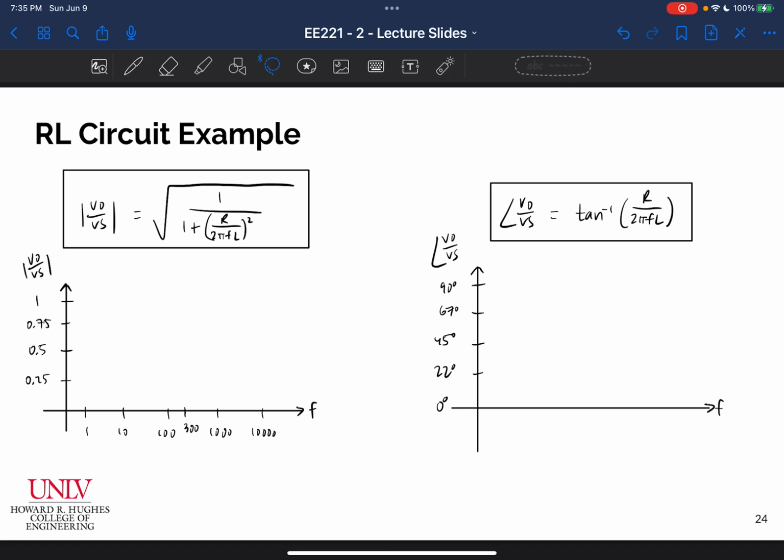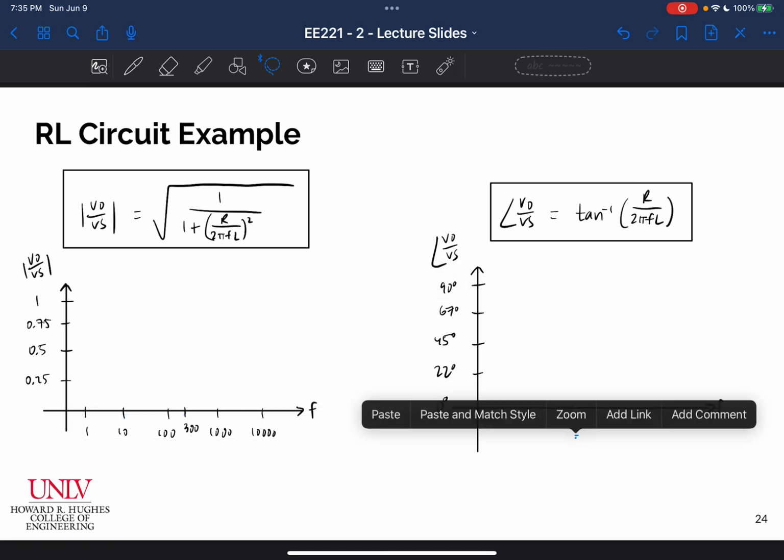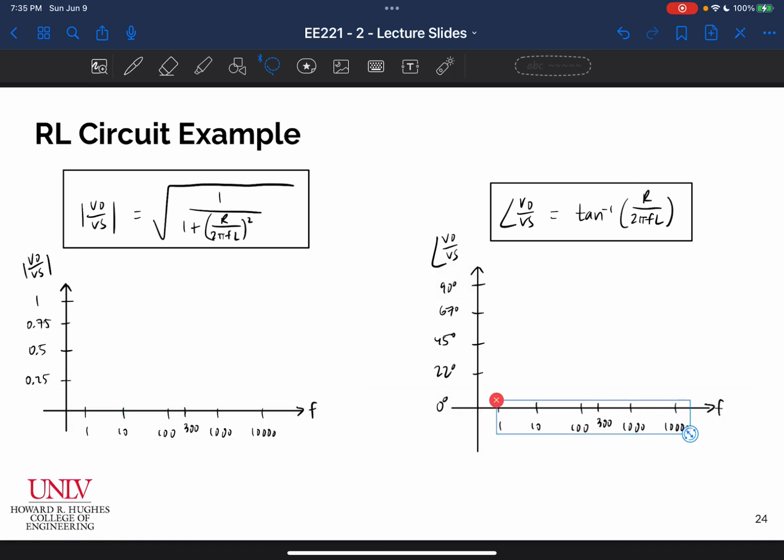And so let's grab those. And let's also look at those for the phase. And I'll go ahead and end this video here now that this is all set up. And then in the next video, we'll go ahead and plot the magnitude response and the phase response for the RL circuit, okay? Again, we're just looking at an RL circuit here.